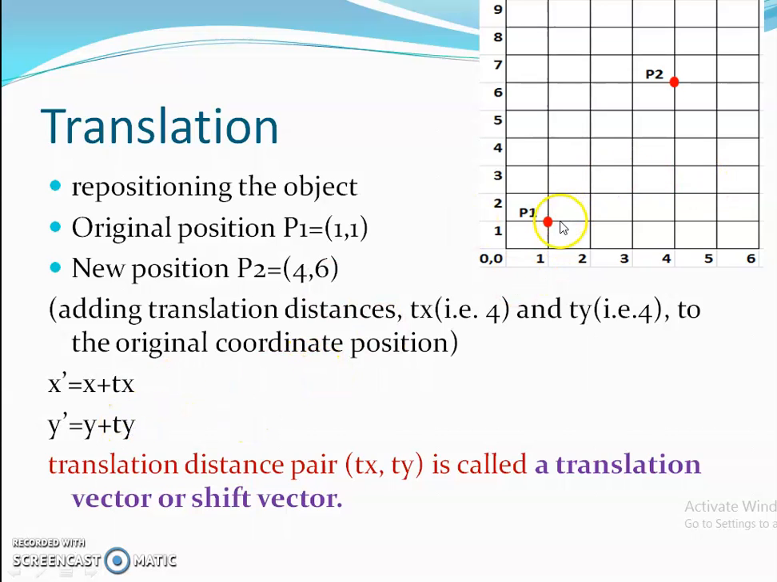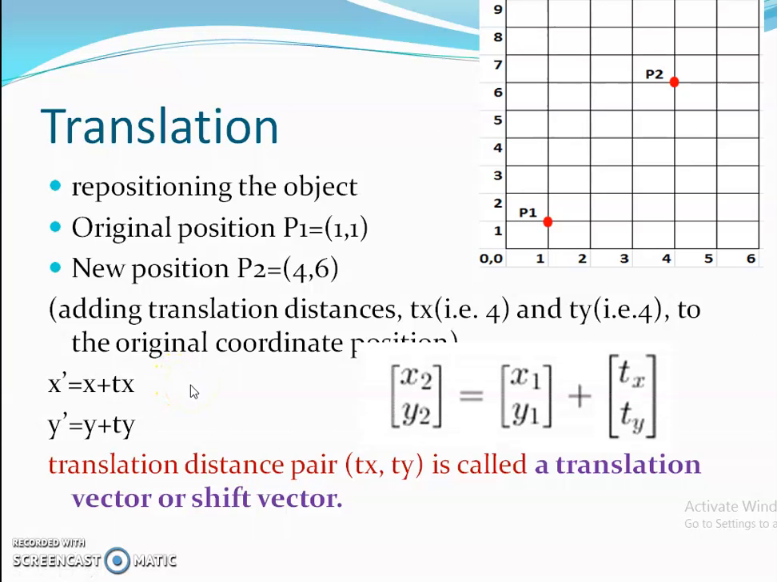Then for ty, the actual position in the y coordinate is 1, but the new position is 6. When I add 5 to y, I automatically get the new position 5 comma 5. So now we are considering ty equal to 5. Likewise, we can decide the translation distance.